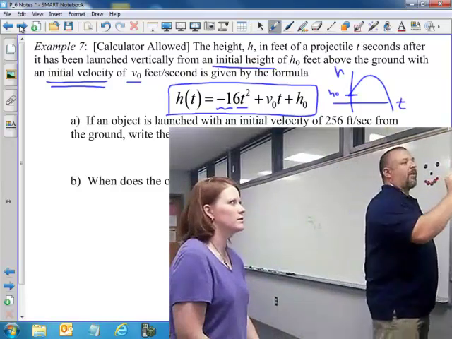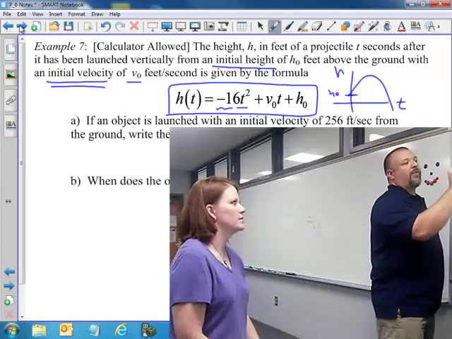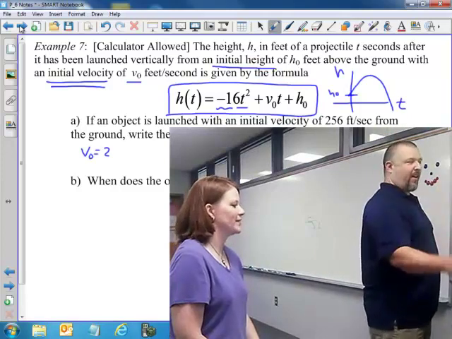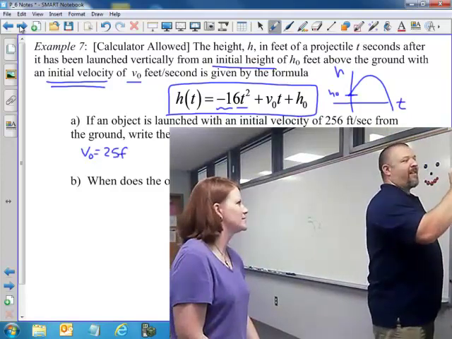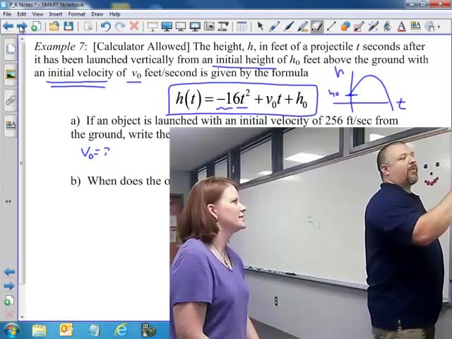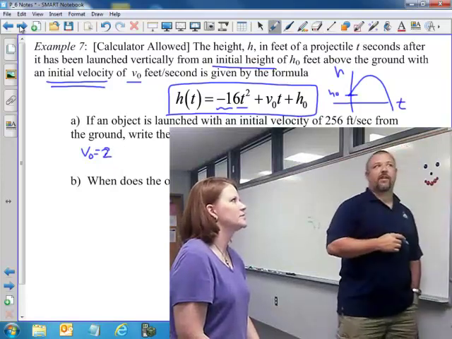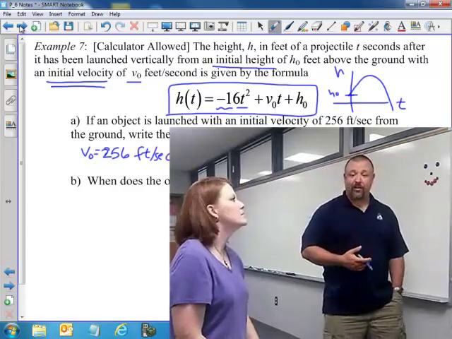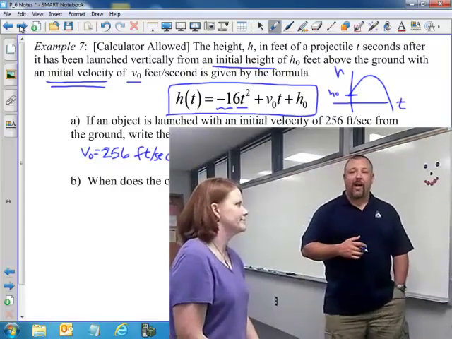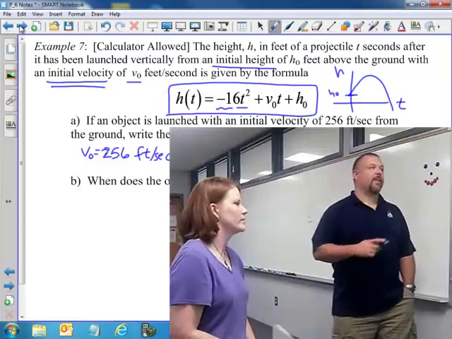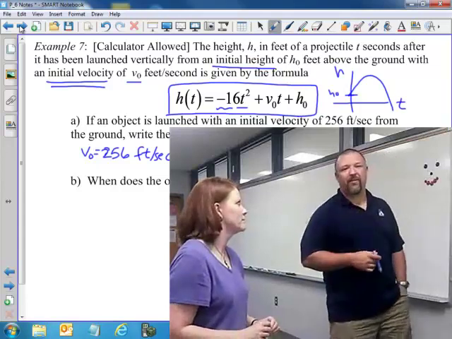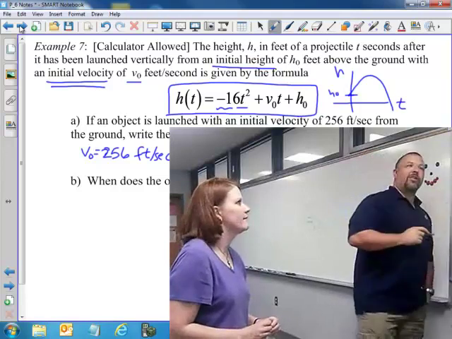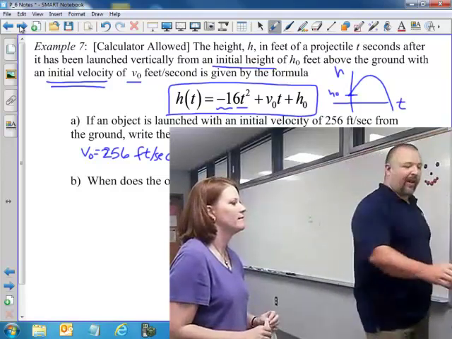So if an object is launched with an initial velocity of 256, so our v naught is 256 feet per second. That would be a 6, not an F. And by the way, this equation works in feet per second, feet for height and seconds for time. If we were in meters, it would actually be negative 4.9 t squared plus v naught t plus h naught. For those of you who happen to be in a physics class right now, you probably do a lot with meters.